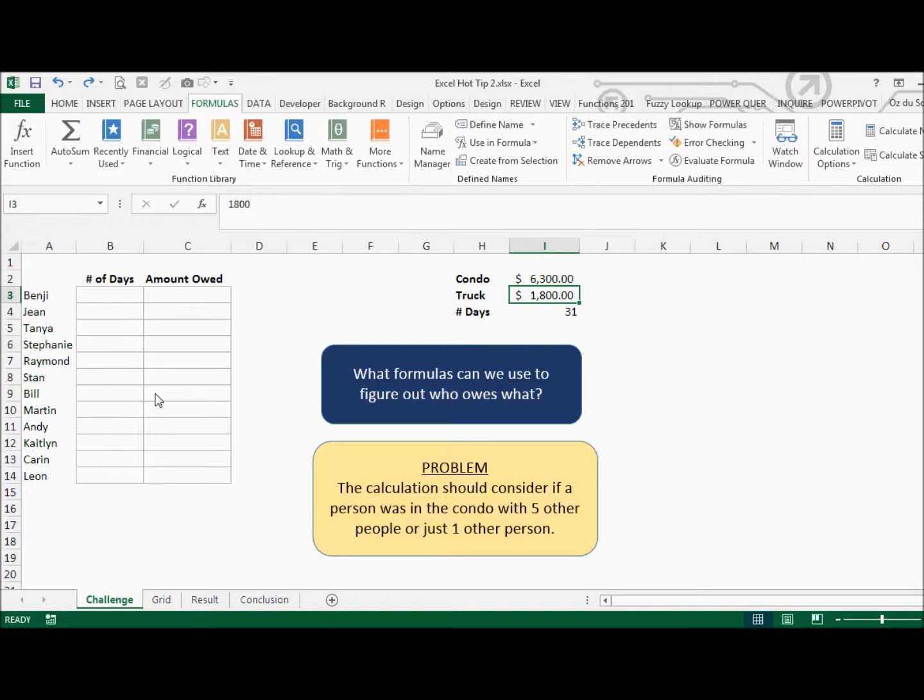The immediate challenge I saw was they had tried to put a big, massive calculation in one cell, and that was giving them fits because of all the different variables: the people, the days, the cost, and then dividing the cost by the number of people in the condo. If a person was in the condo by themselves for one day, that should be a different rate than if three people were in the condo on a date. So I'm thinking, why don't we just lay this out literally?